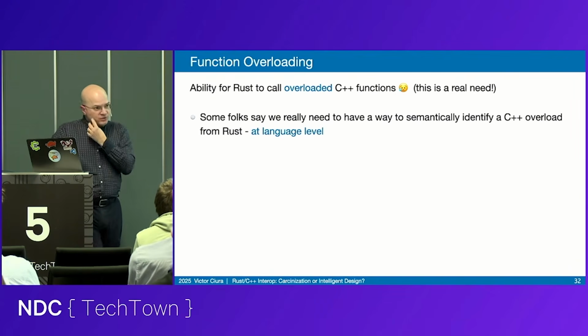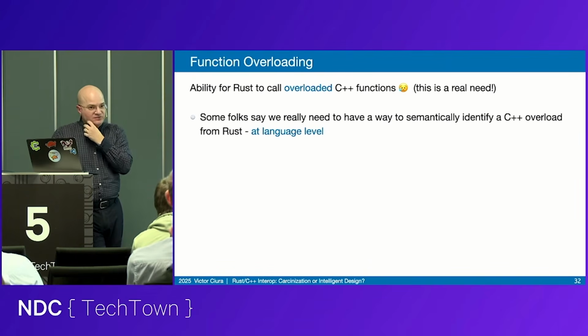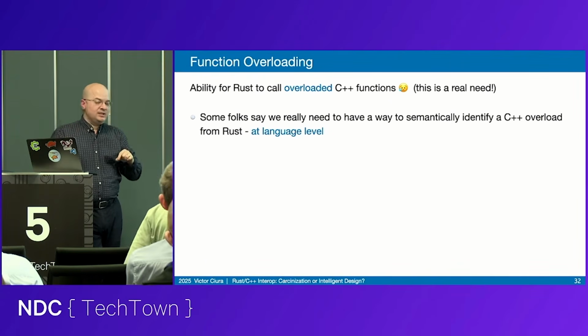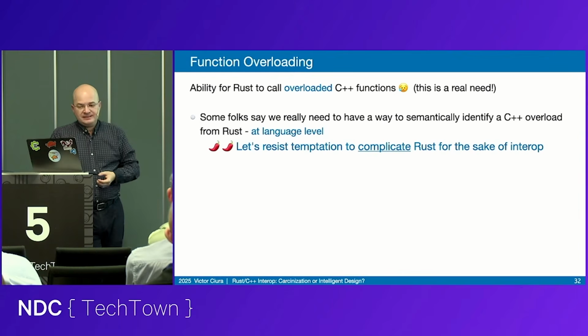So some folks who are actively involved in this effort claim that we really need to have a way to semantically identify C++ overloads from Rust at the core language level. And that means modifying the Rust language to support this, or to account for this, at least optionally, right? I'm strongly of the opinion that we need to resist this temptation to complicate Rust just for the sake of interop.